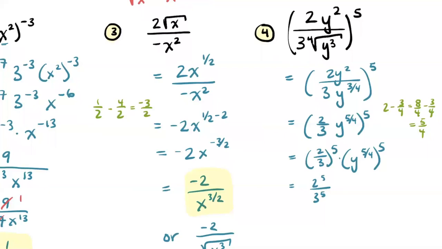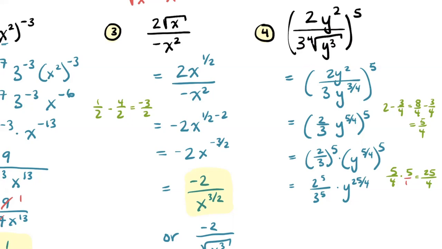Now y to the 5/4 to the fifth power. What we're going to do to remove those parentheses is multiply the exponents. So 5/4 times 5. When we're multiplying a fraction by something, we can always think of the whole number as being over 1. And when we multiply fractions, we just multiply across their numerators and then multiply across their denominators. So 5 times 5 is 25 and 4 times 1 is 4. So this will be not the best exponent in the world, but it's okay. y to the 25/4 power.